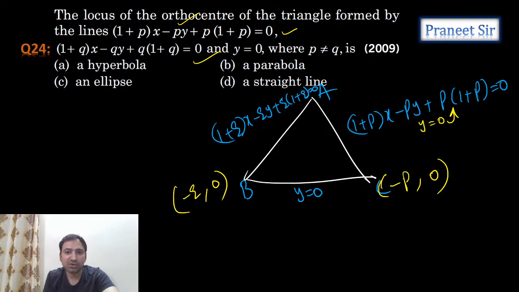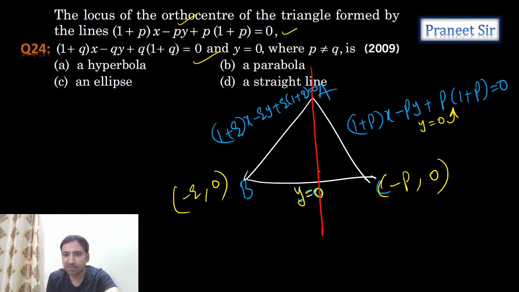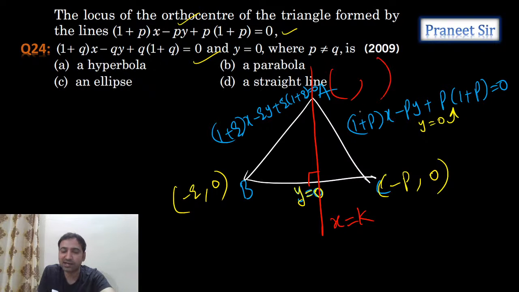Correct. So the base is y equals 0, guys. The base is y equals 0, which means its altitude must be perpendicular to y equals 0. Perpendicular to y equals 0 means x equals constant. Correct. x should be equal to a constant. Clear or not? So x is constant. So can I calculate the x coordinate of this point A? If I can calculate the x coordinate of the point of intersection of these two lines, we'll get the answer. Clear now?